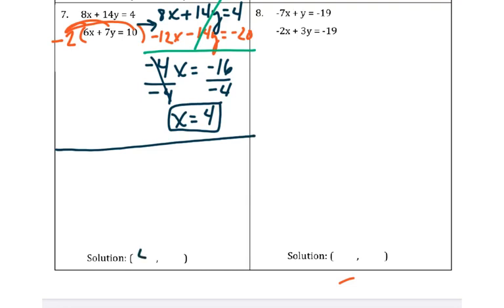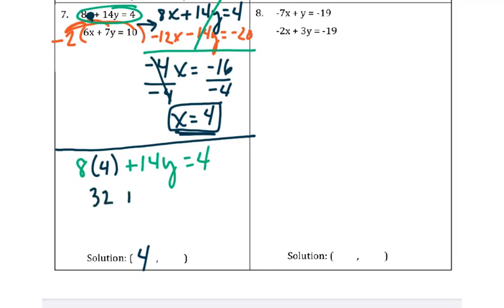So if x is 4, we're going to put a 4 in the x spot of my ordered pair. So now I'm going to take this 4, and I'm going to take an equation, doesn't matter which one, and I'm going to plug it in. So that starts with an 8. Instead of x, I know that x is 4 plus 14y equals 4. 8 times 4 is the number 32 plus 14y equals 4. To get y by itself, we subtract, so minus 32 minus 32.